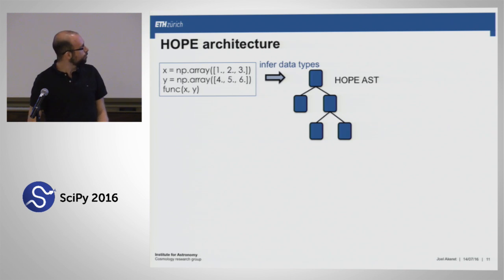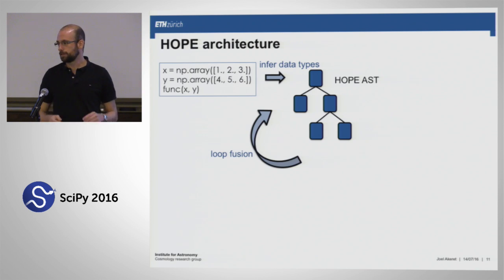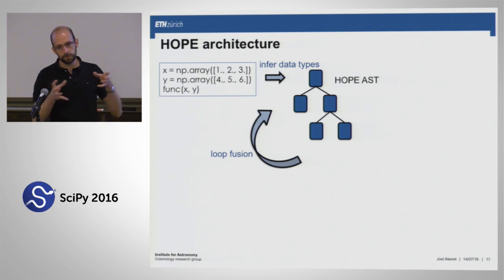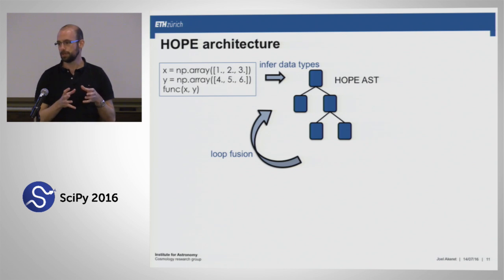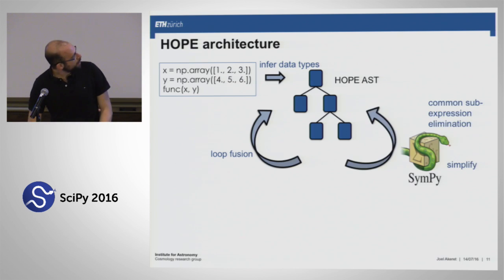So we have this Hope abstract syntax tree, and what we can do is inspect it and do something called loop fusion. Let's assume we have an array and we do multiple operations on it. We're going to detect that in Hope and fuse them into one single loop. So instead of looping multiple times over the array, we do it once and avoid multiple loops.